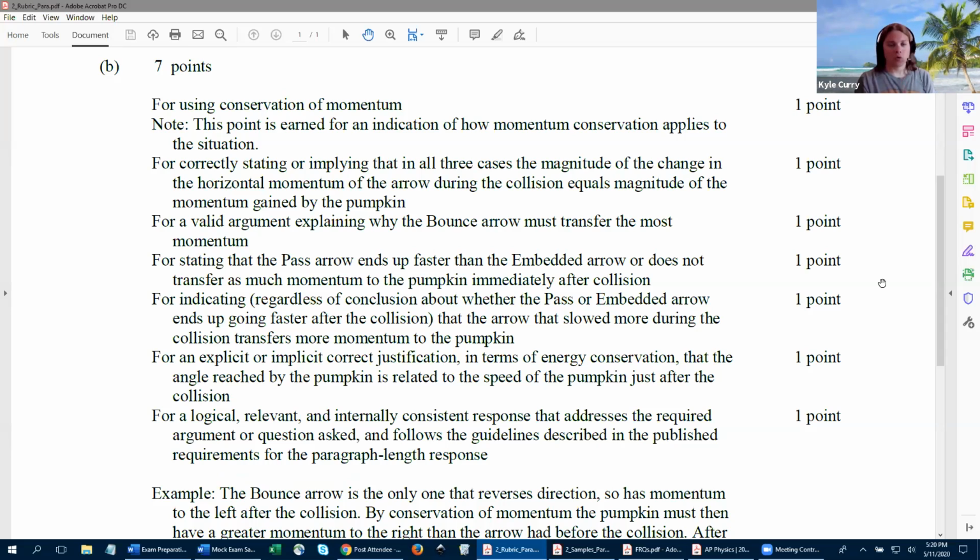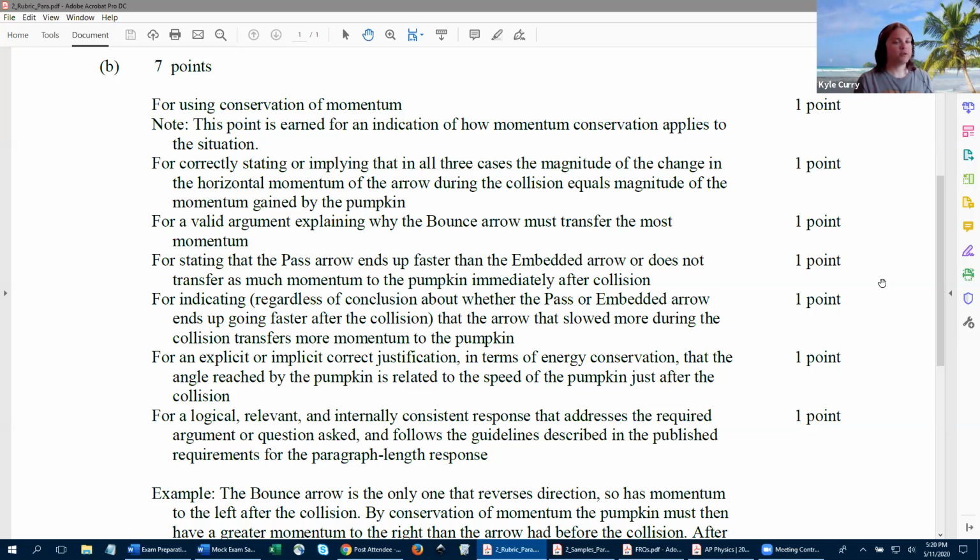Second point: correctly stating or implying that in all three cases, the magnitude of the change in the horizontal momentum of the arrow during the collision equals the magnitude of the momentum gained by the pumpkin. Wow. Okay. Long story short, this is saying that the momentum lost by the arrow is going to be the momentum gained by the pumpkin. That's conservation of momentum.